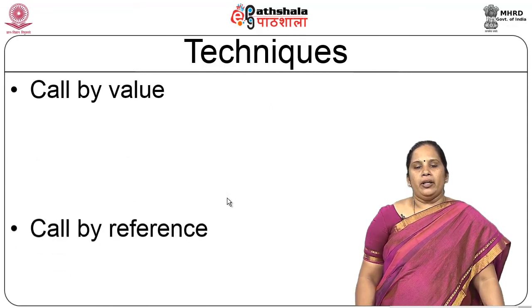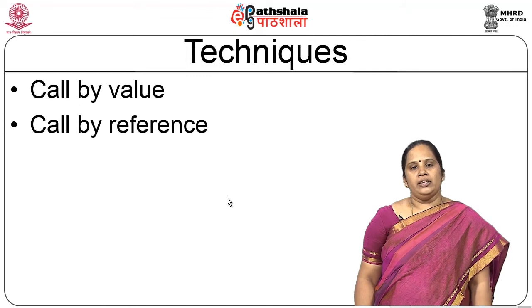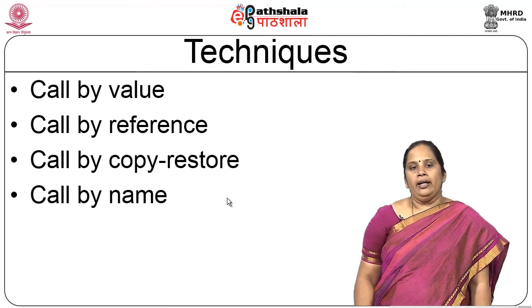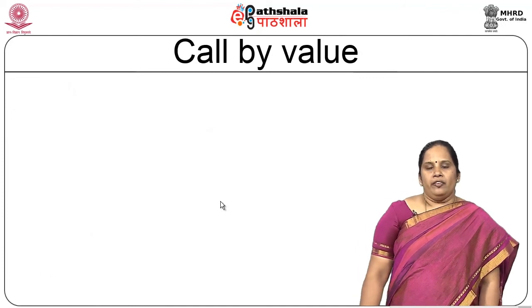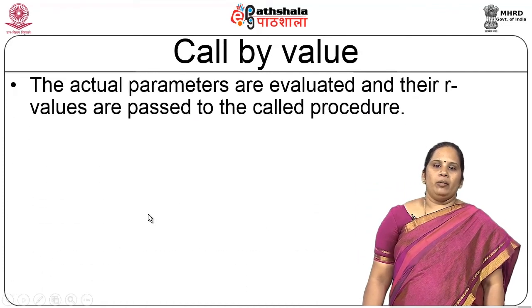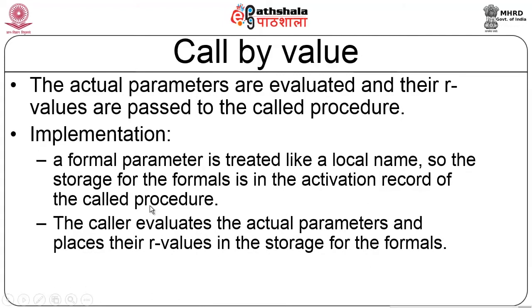So the techniques are typically call by value, call by reference, call by copy restore, and call by name. The first one is call by value, which is typically used by programming languages like Pascal and C, where the actual parameters are evaluated and their R values, that is right hand side values, are passed to the called procedures. The implementation here is a formal parameter is treated like a local name. So the storage for the formals is in the activation record of the called procedure. The caller evaluates the actual parameters and places their R values in the storage of the formals.